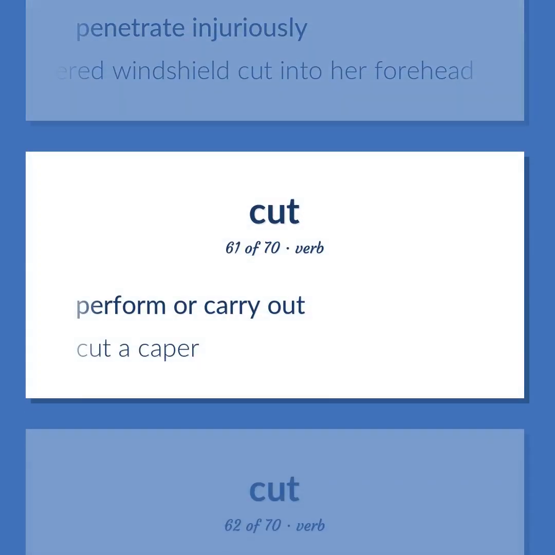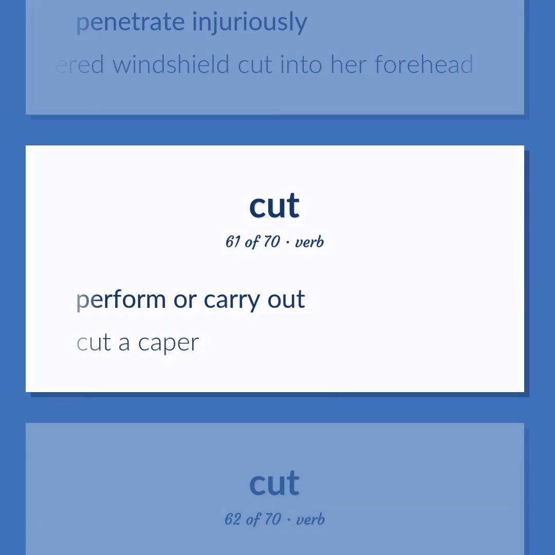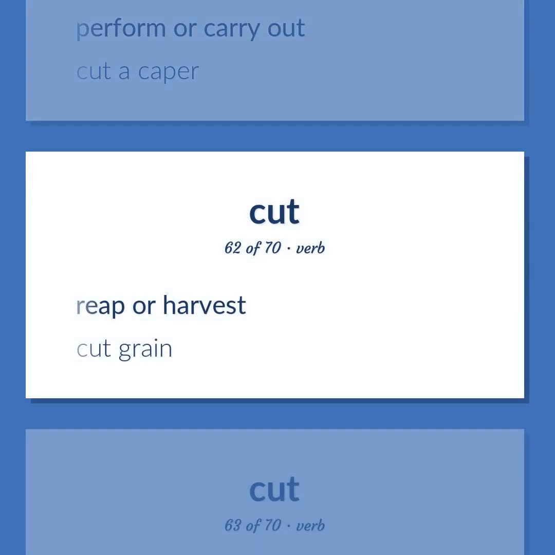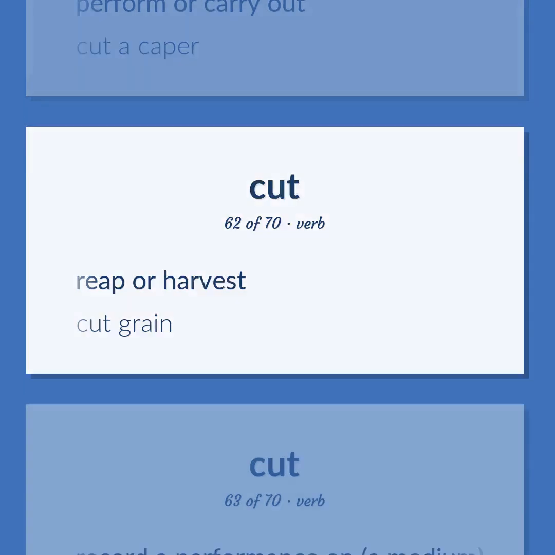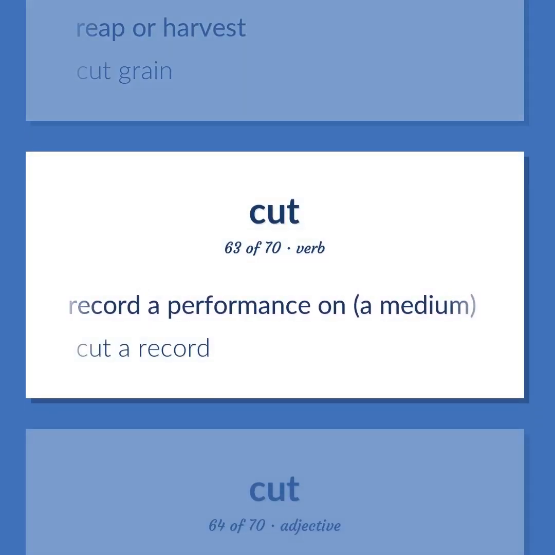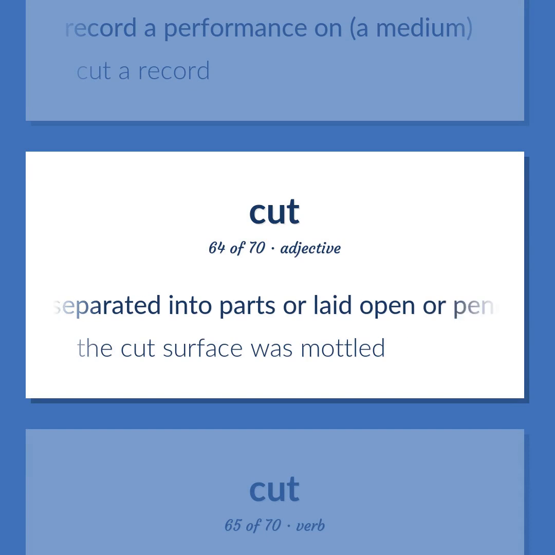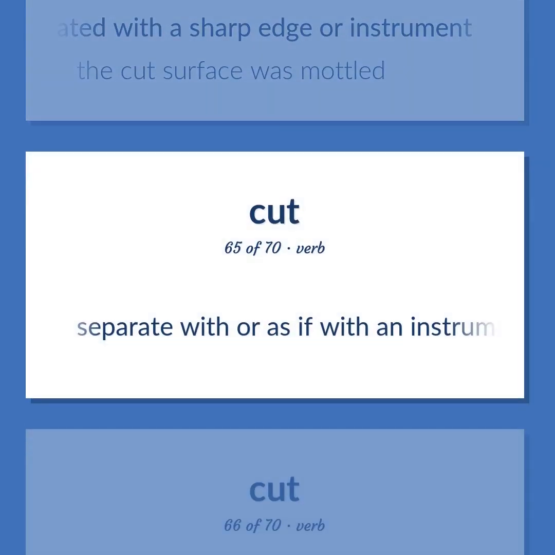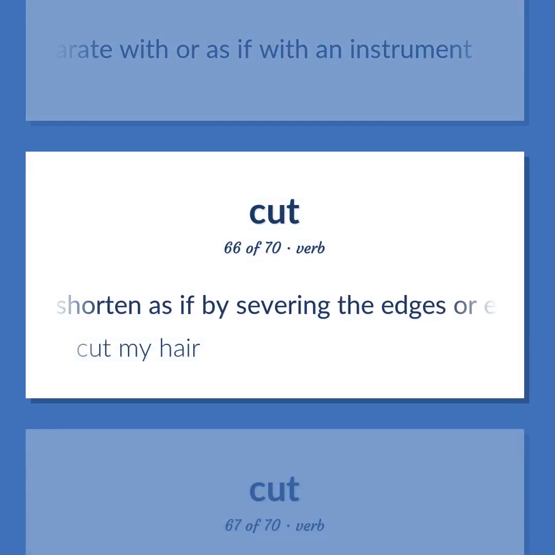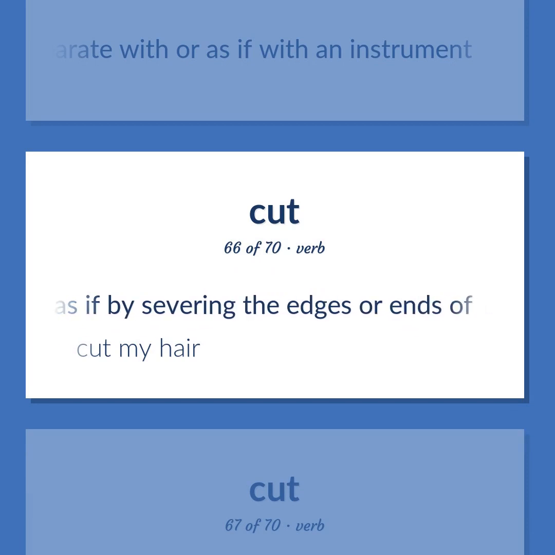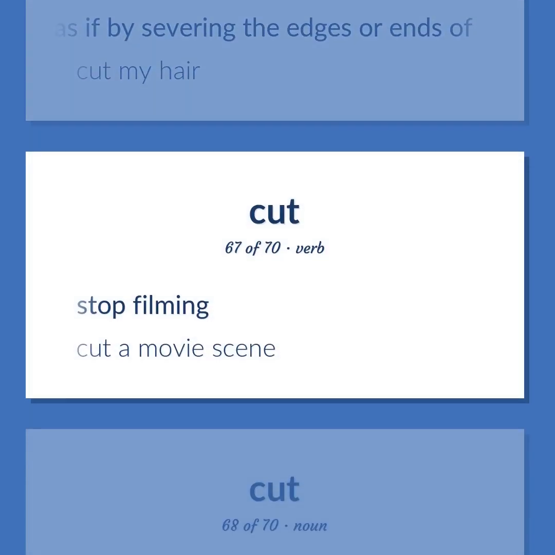Perform or carry out. Cut a caper. Reap or harvest. Cut grain. Record a performance on a medium. Cut a record. Separated into parts or laid open or penetrated with a sharp edge or instrument. The cut surface was modeled. Separate with or as if with an instrument. Shorten as if by severing the edges or ends of. Cut my hair. Stop filming. Cut a movie scene.